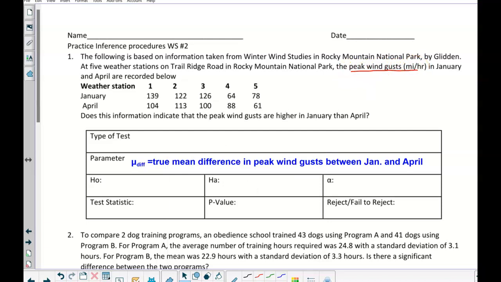Even though it looks like we have 2 samples, there are only 5 stations, and they're linking them together, January versus April. So therefore we would use a matched pair t. And it's a test since we're looking to see which one's higher. So we would do a matched pair t test.